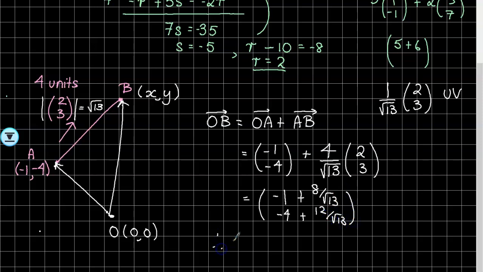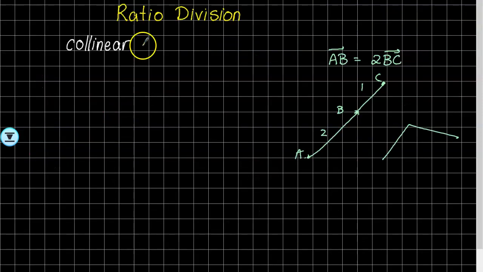And therefore, that means B will be the coordinate minus 1 plus 8 over root 13, minus 4 plus 12 over root 13. Now, if you pop each of these coordinates into your graphics calculator, it will simplify it for you nicely, like not having a square root at the bottom. We could do it, but we're just wasting our time at the moment. So as we talked about before, colinear means they're all on the same line.